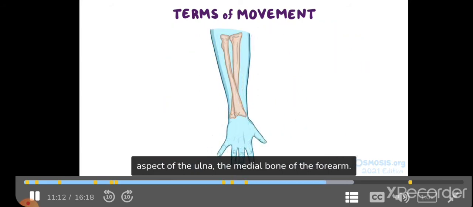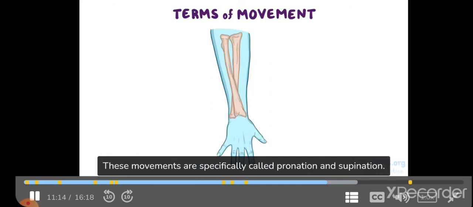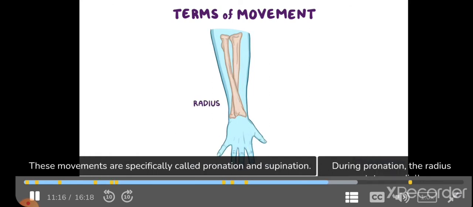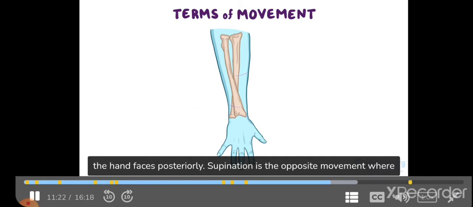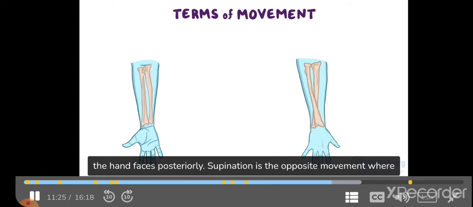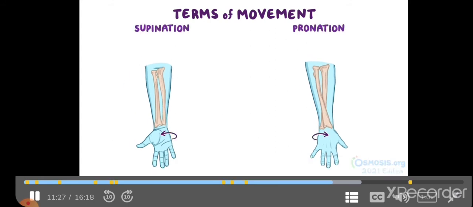Rotational movements of the forearm and hand are due to the medial and lateral rotation of the distal radius, the lateral bone in the forearm, over the anterior aspect of the ulna, the medial bone of the forearm. These movements are specifically called pronation and supination.